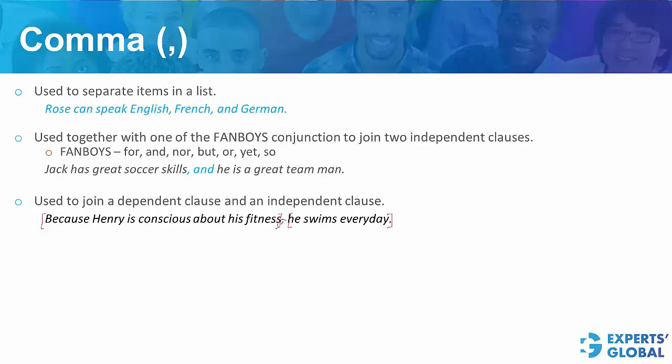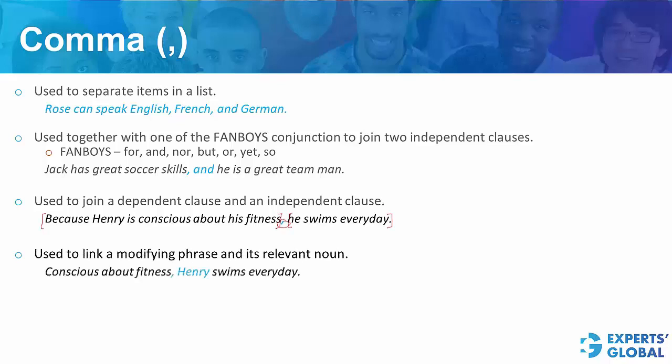Next usage of a comma is to link a modifying phrase with its relevant noun. Very important. Look at this example here. From here to here, this is a modifying phrase. This will refer to the noun that comes after the comma. "Conscious about fitness, Henry." So Henry is conscious about fitness. A very important construction this.